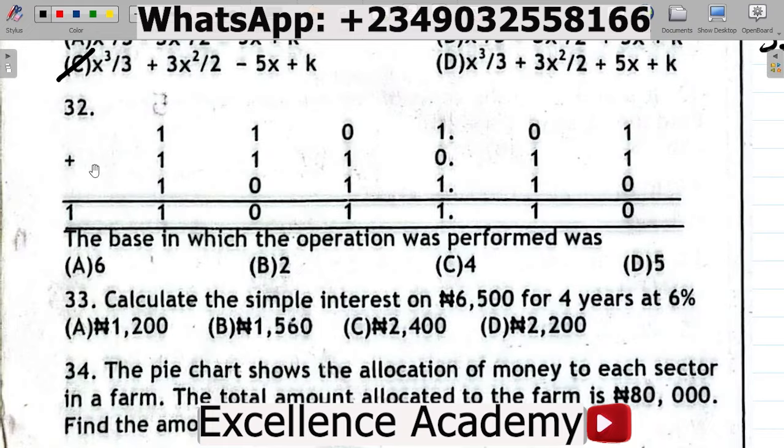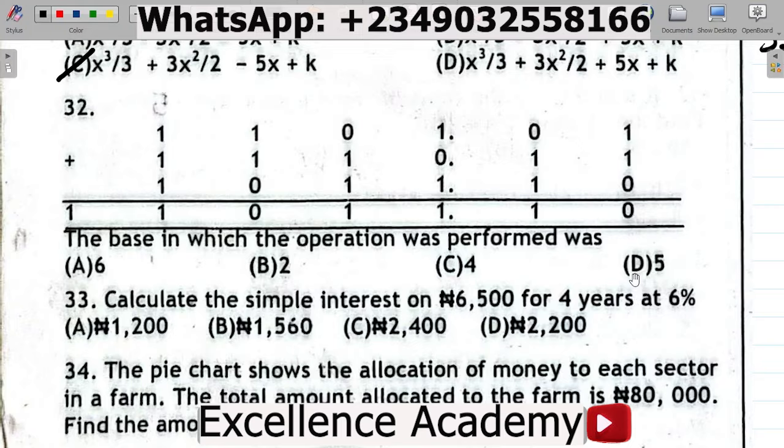Question 32 says this, you have this. It said the base in which the operation was performed was. Now this is simple enough, right? If you know how number bases work. Okay, your options: A, base 6, B, 2, C, 4, D, 5.